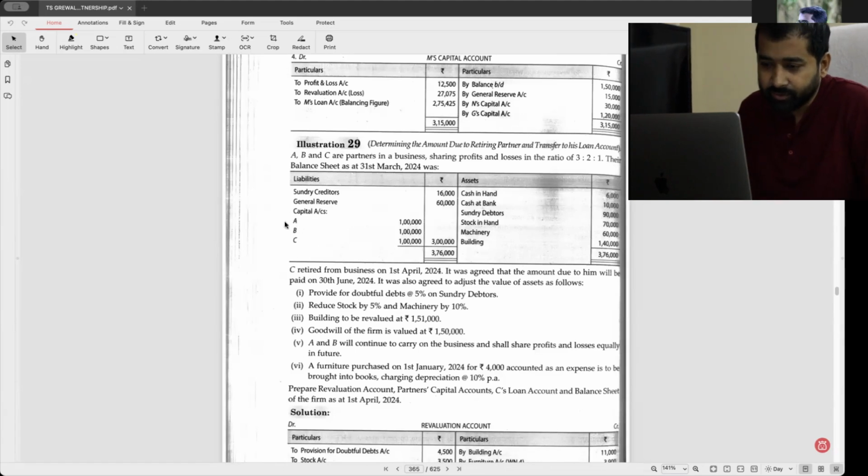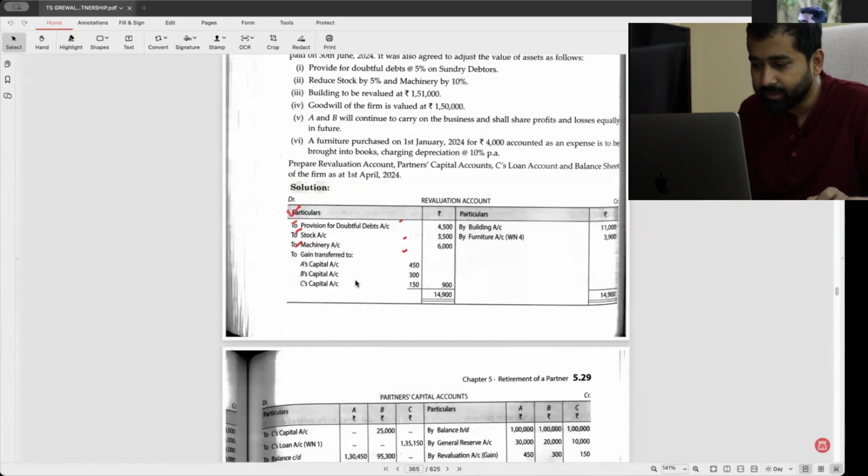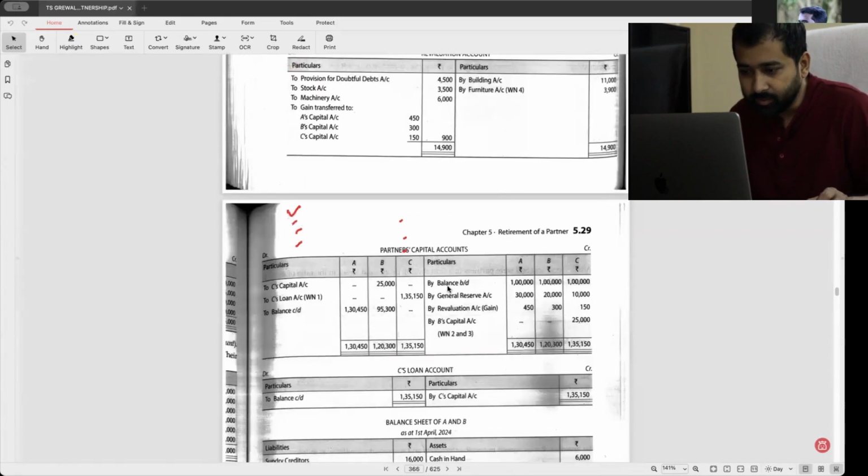So first thing first, we are moving to the old balance sheet, liability side. First thing we are going to see is the partners capital. So A, B, C, three capitals, 1 lakh, 1 lakh, 1 lakh. I'm directly moving to the partners capital account and writing on the credit side by balance brought down 1 lakh, 1 lakh, 1 lakh. Now first part over.